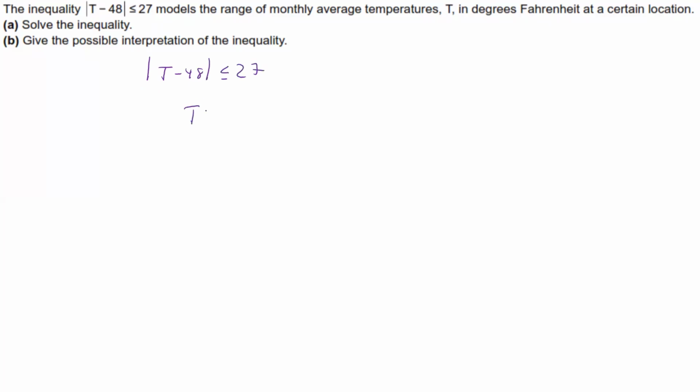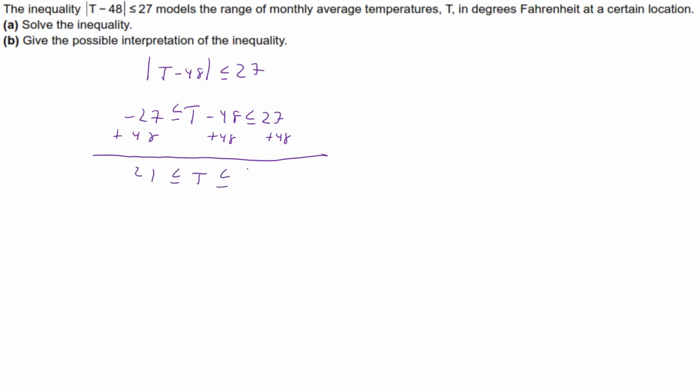So that means we're going to have a tripartite inequality in the following manner. Now we're going to have to add 48 everywhere. And so 48 minus 27, that should be what? 21 less than or equal to T less than or equal to 75. Okay. All right. And so that would be our inequality.